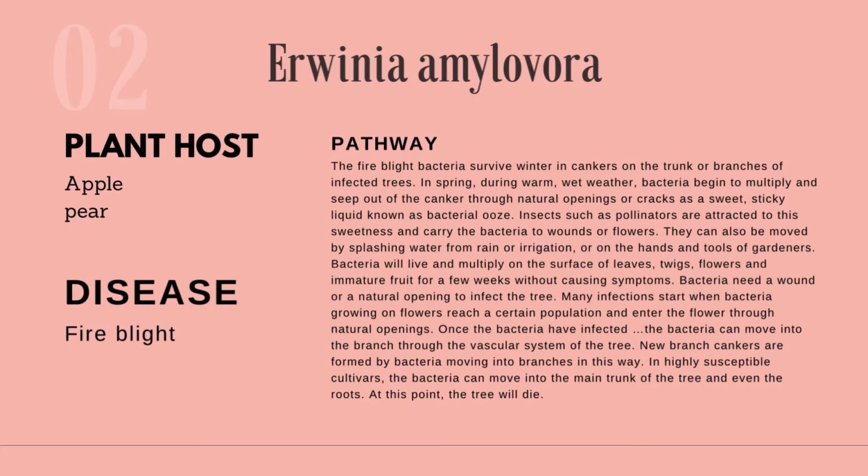They can also be moved by splashing water from rain or irrigation, or on the hands and tools of gardeners. Bacteria will live and multiply on the surfaces of leaves, twigs, flowers, and immature fruit for a few weeks without causing symptoms. Bacteria need a wound or a natural opening to infect the tree. Many infections start when bacteria growing on flowers reach a certain population and enter the flower through natural openings. Once the bacteria has infected, it can move into the branch through the vascular system of the tree.